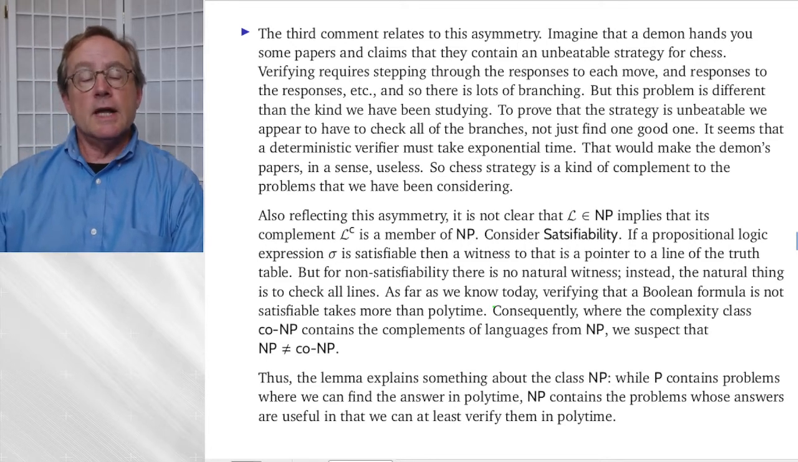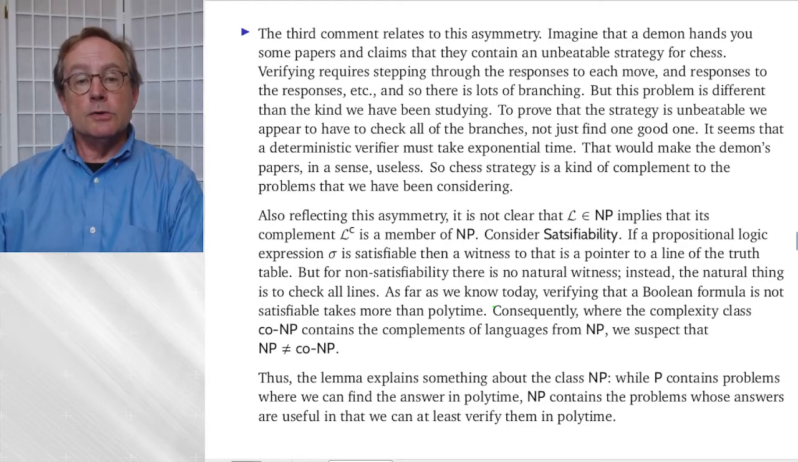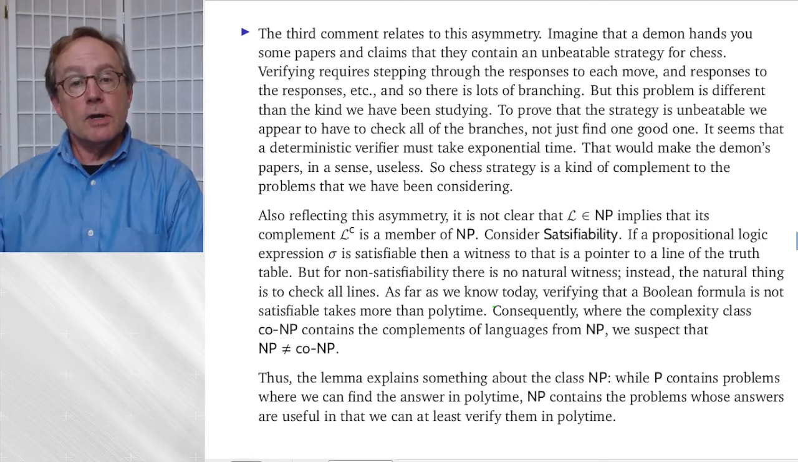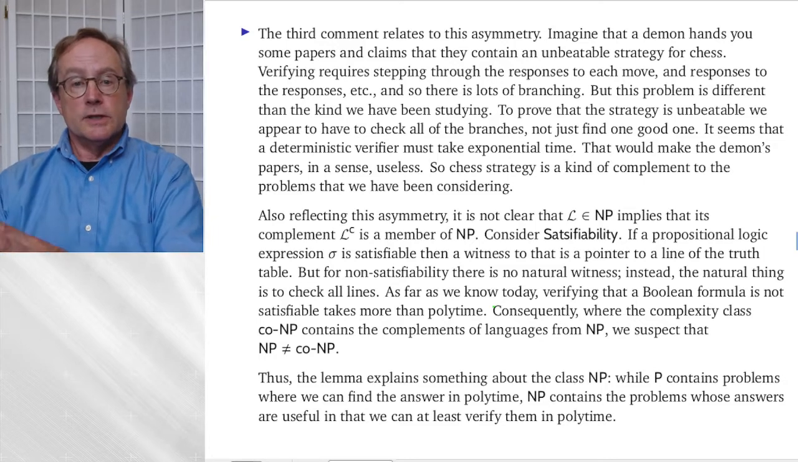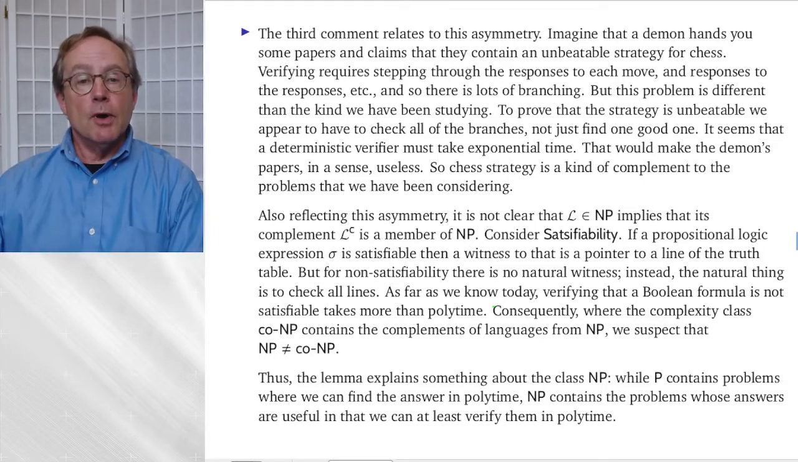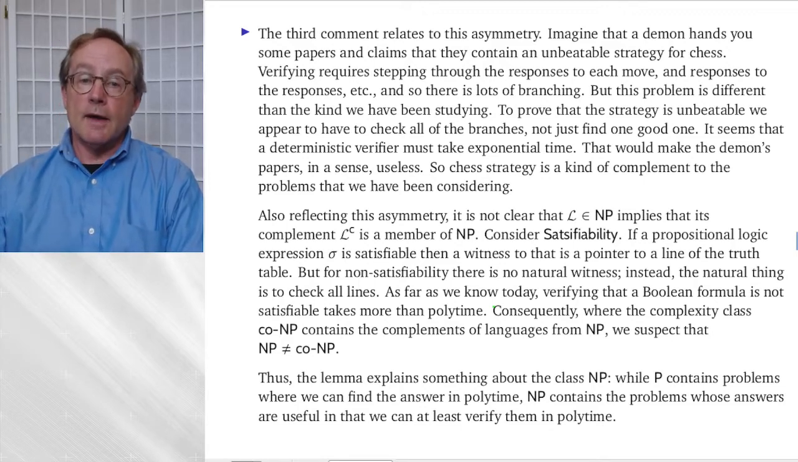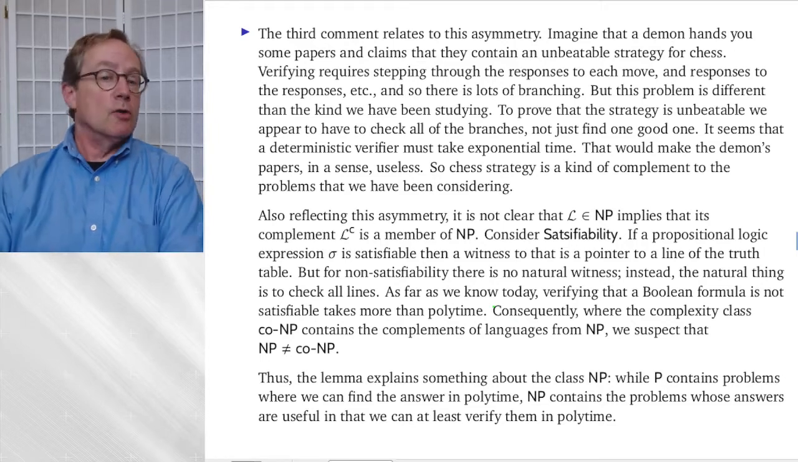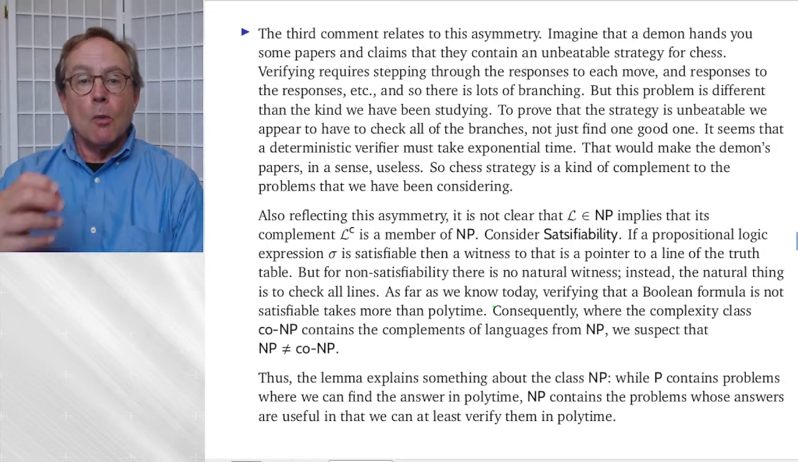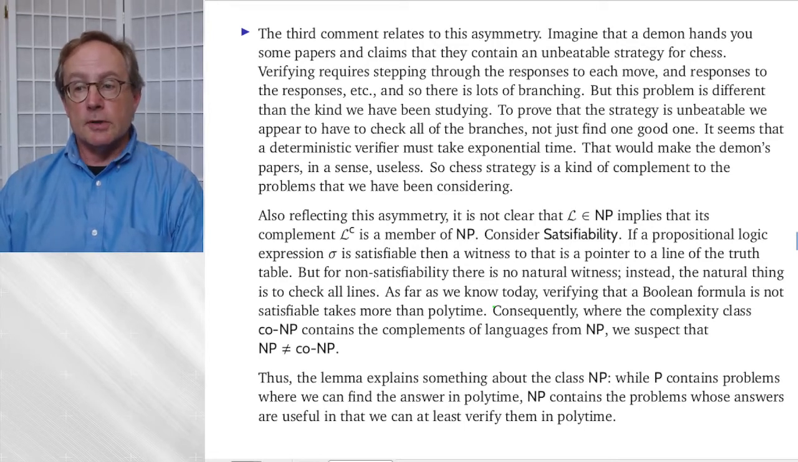Fair enough, except that to show that your strategy is indeed unbeatable, you can't just come up with one good branch. You have to show that every branch you track, the response to this move, and then the response to that move, and then the response to every branch that you check, ends in a win. So you have to show not that there's one good branch, but rather that all branches are bad, or all branches are a win for the first player, or whatever it is you want to show. So it doesn't seem like a deterministic verifier can do that in polytime. It seems like a deterministic verifier is going to take exponential time to do that.